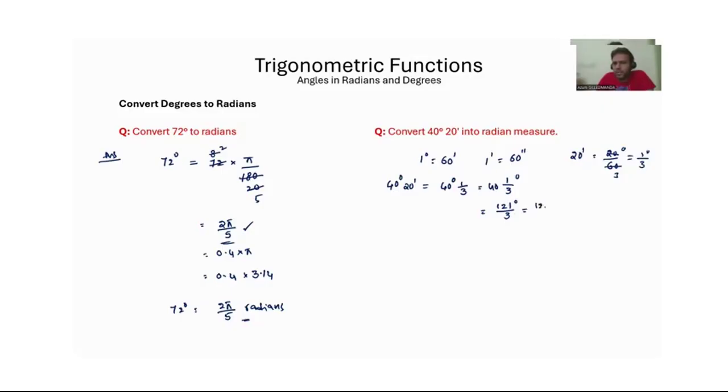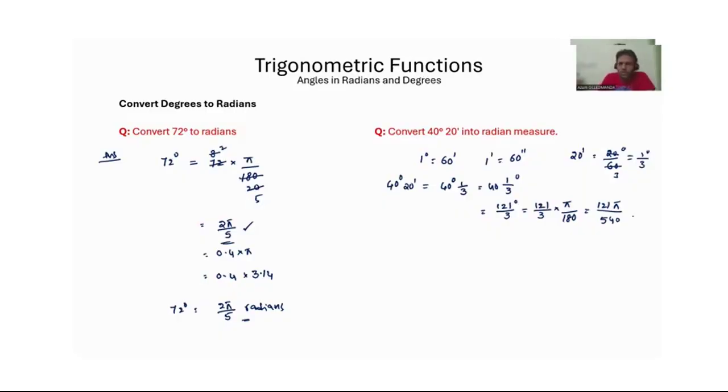If I convert this into radians, what is the multiplication factor, guys, to convert into radians? That is pi by 180. Simplify this. So this becomes 121 pi by 540 radians. You can leave it up to here.